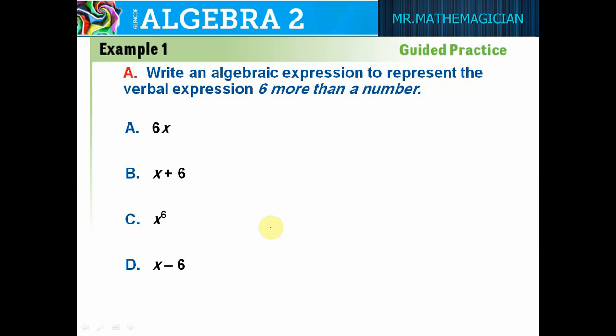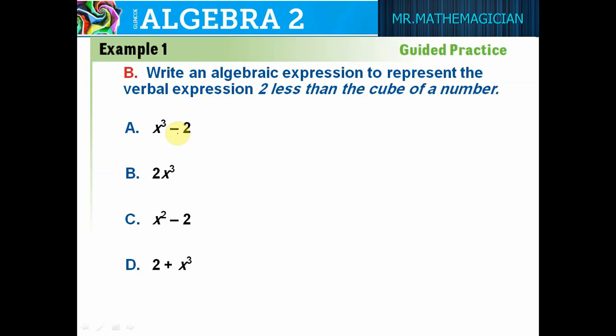Now it's your turn. Try to pause the video and choose, then we will solve it. Write an algebraic expression to represent the verbal expression 6 more than a number. Is it A, B, C, or D? Yes, it is B. Write an algebraic expression to represent the verbal expression 2 less than the cube of a number. Is it A, B, C, or D? Yes, it is A.